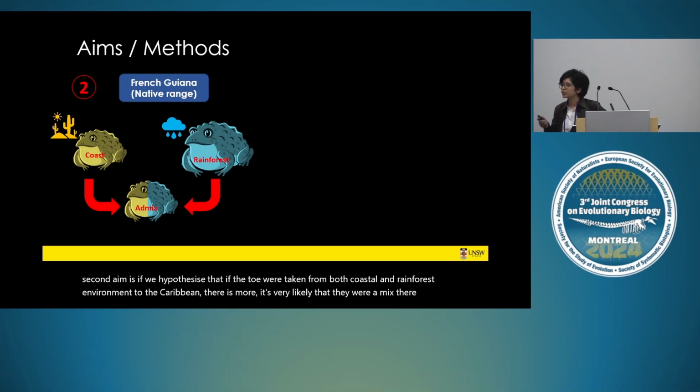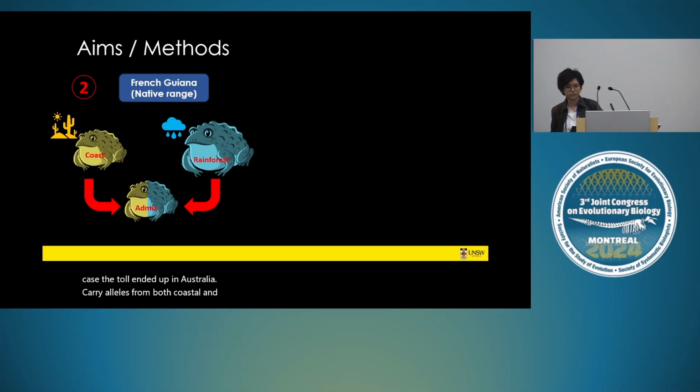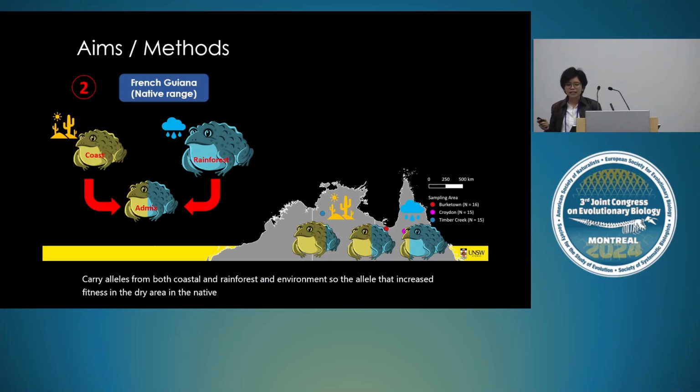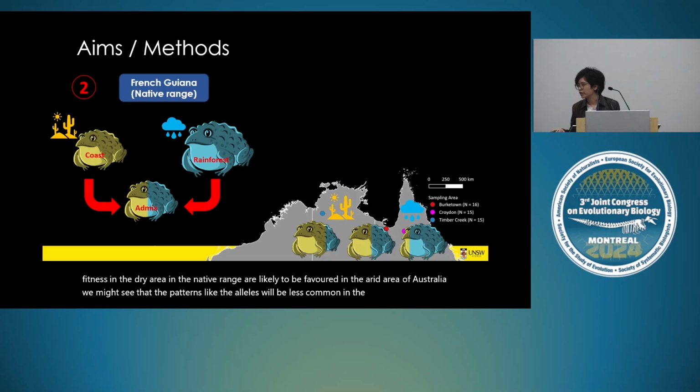In that case, the toads that ended up in Australia may carry alleles from both the coastal and rainforest environments. So the alleles that increase fitness in the dry area in the native range are likely to be favored in the arid area of Australia. We might see that these alleles will be less common in the wet area in Australia, but increasing in frequency if we look at the toads from the dry area.